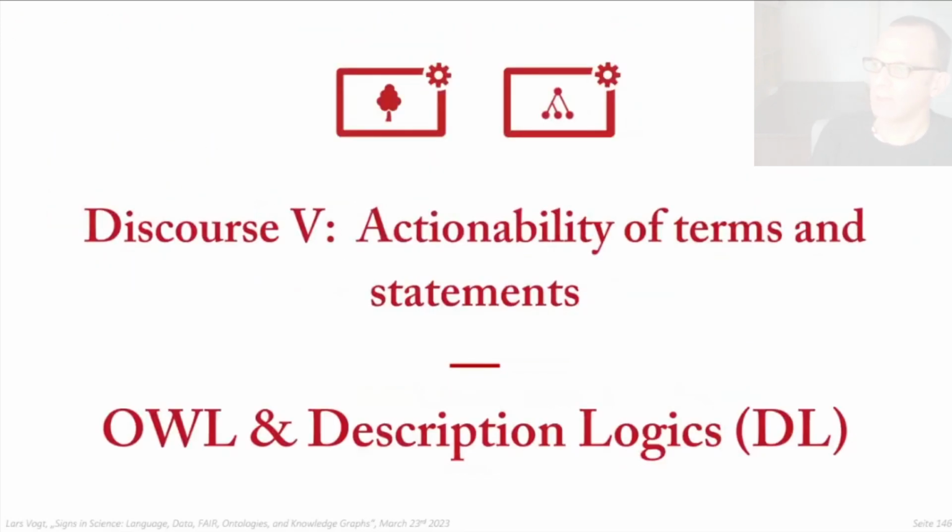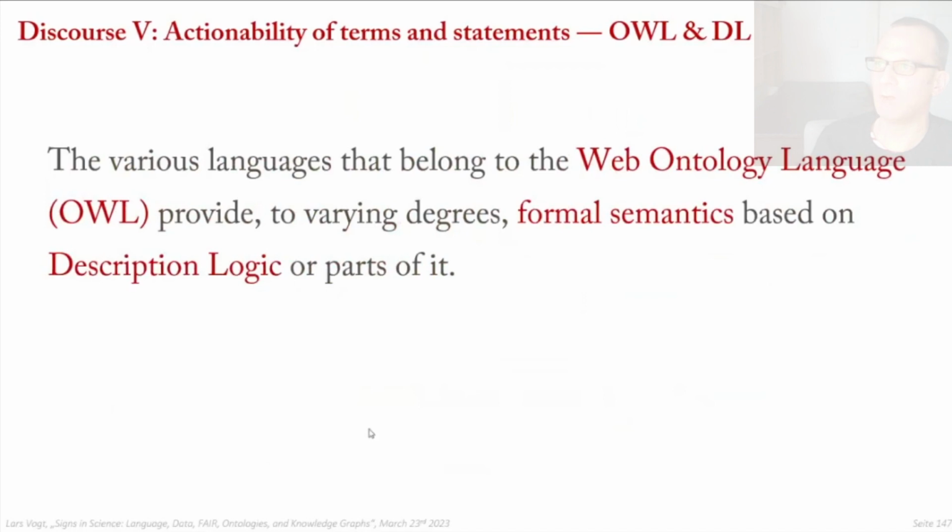So let's take a look at the actionability of terms and statements. And here we need OWL and description logics. OWL, we talked about that already. That's the Web Ontology Language. It's a family of languages, and they provide, to varying degrees, formal semantics that are based on description logic or parts of description logic.